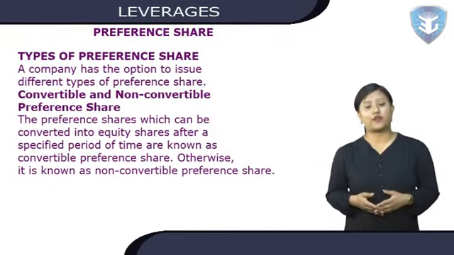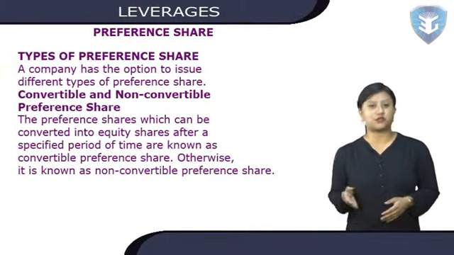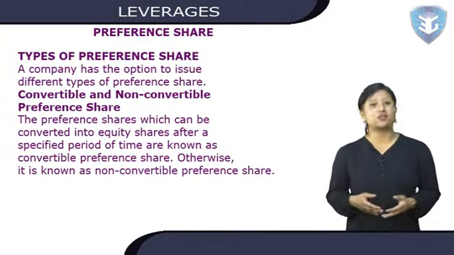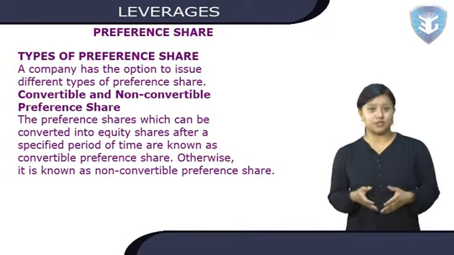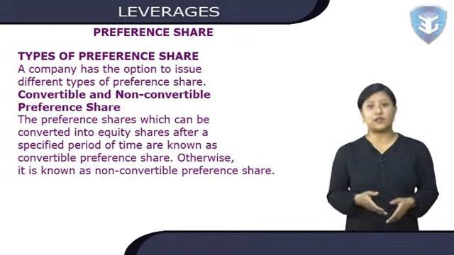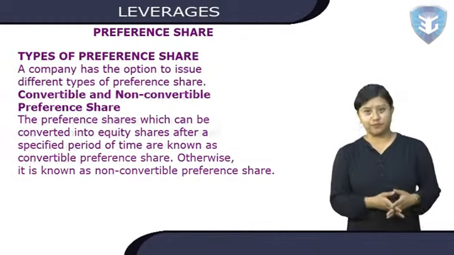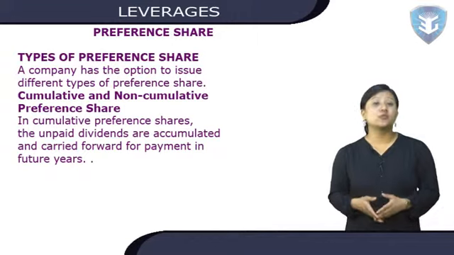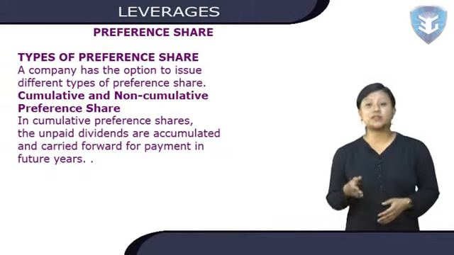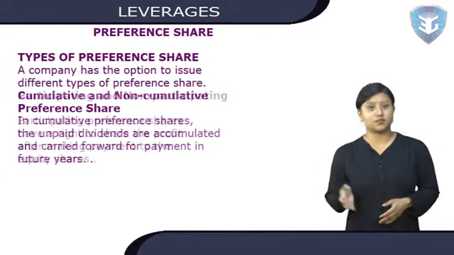Now, the types of preference shares. A company has the option to issue different types of preference share: convertible and non-convertible preference shares. The preference shares which can be converted into equity shares after a specified period of time are known as convertible preference shares. Otherwise, they are known as non-convertible preference shares. Cumulative and non-cumulative preference shares. In cumulative preference shares, the unpaid dividends are accumulated and carried forward for payment in future years.